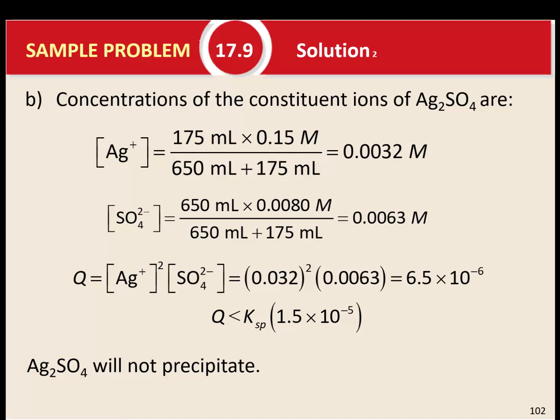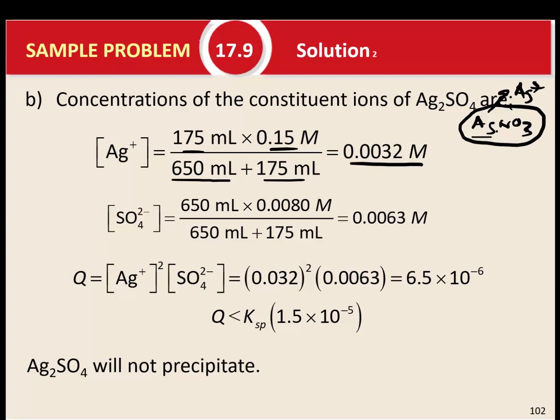So 175 milliliters of 0.15 molar silver nitrate. Now again, silver nitrate, it's a 1-to-1 relationship. For every 0.15 molar silver nitrate solution, I have 0.15 molar silver ion. So make sure you check your work and make sure this is 1-to-1 with the silver ion. Because if there had been a 2 here, then you'd multiply that by 2, right? For every one of these, you got 2 silvers. That's not happening here. It's 1-to-1. And then the total volume is the 650 milliliters of potassium sulfate we added, plus the 175 milliliters of silver nitrate. So here's my concentration of the silver ion.